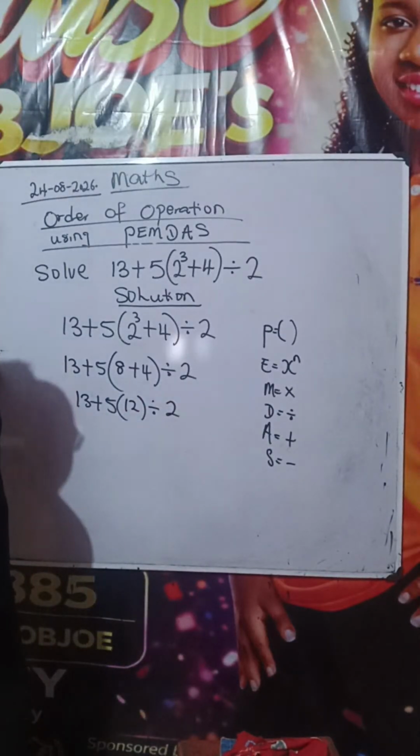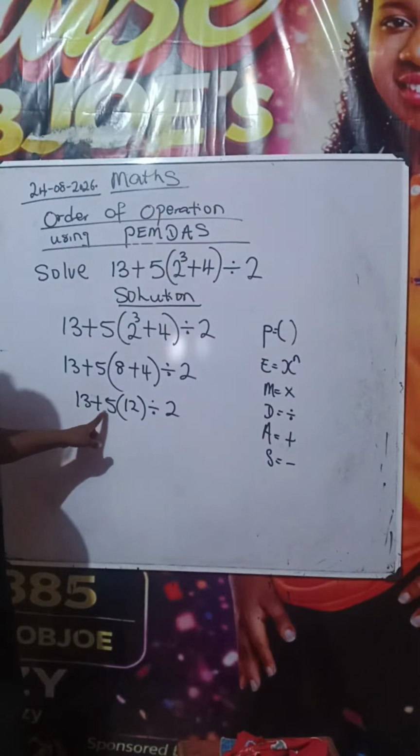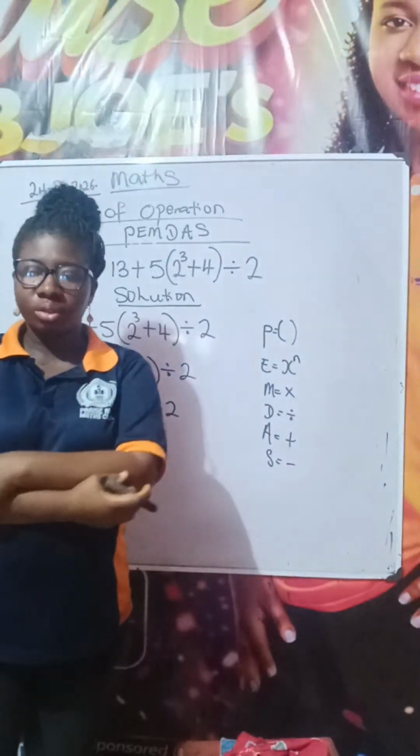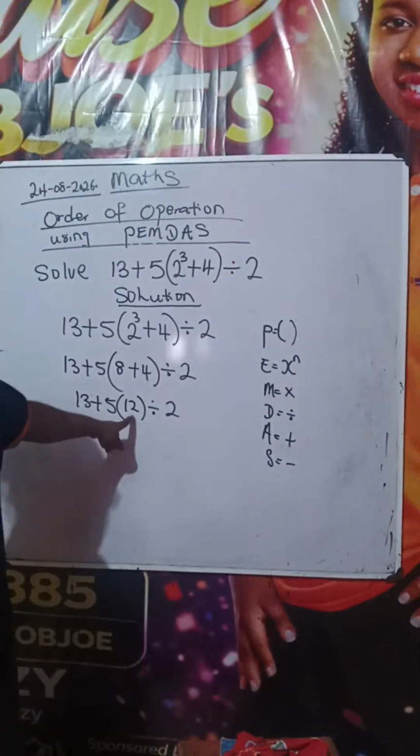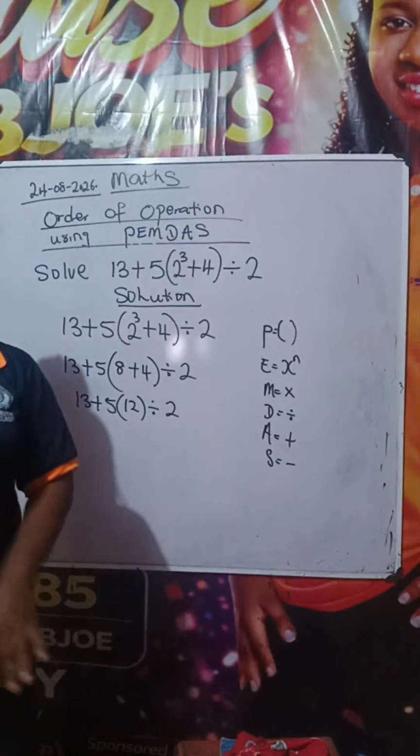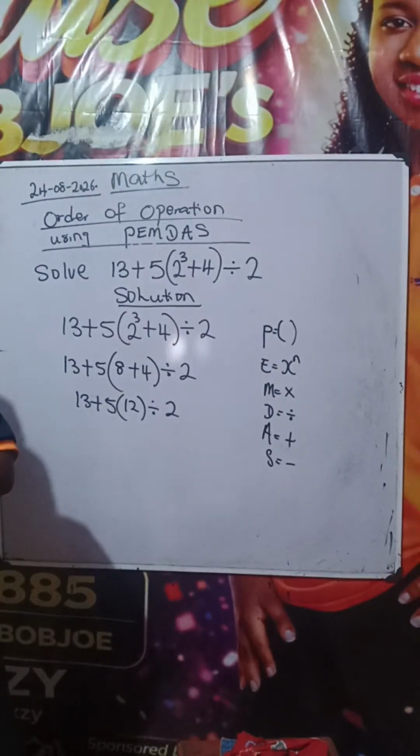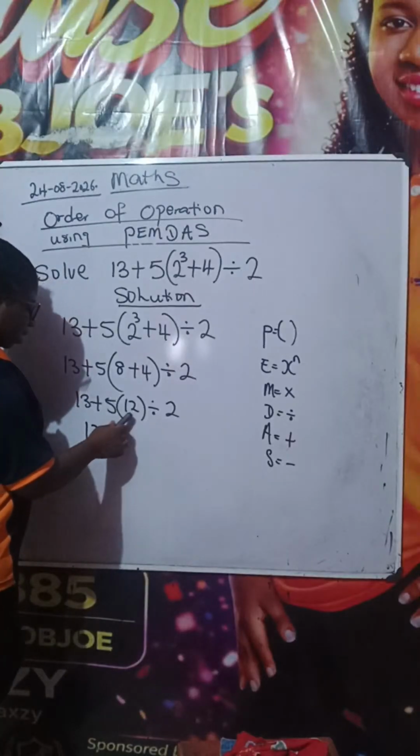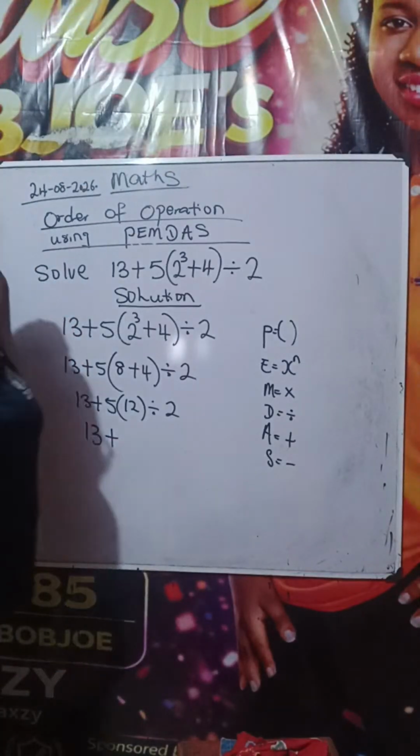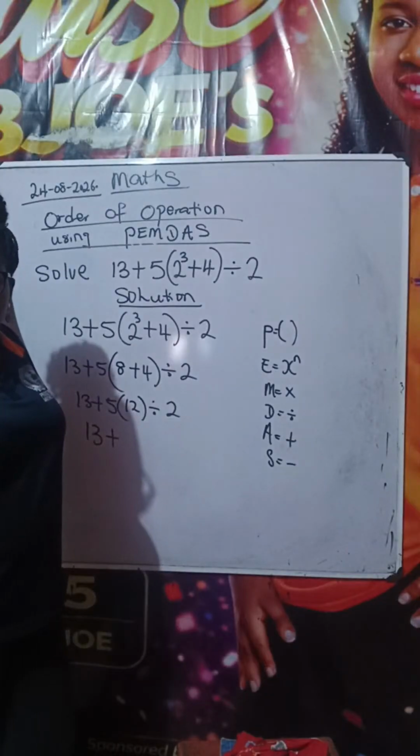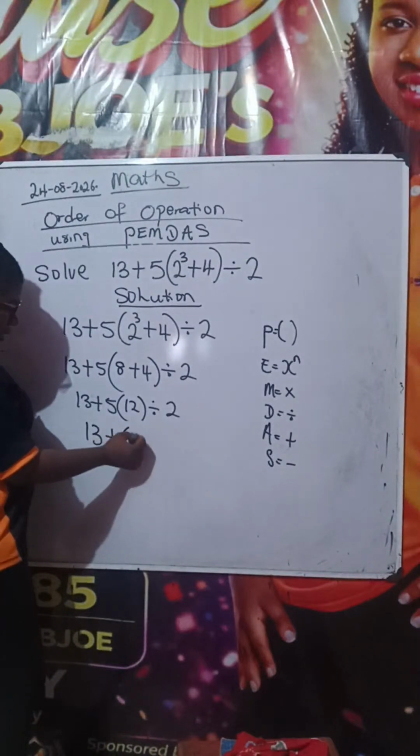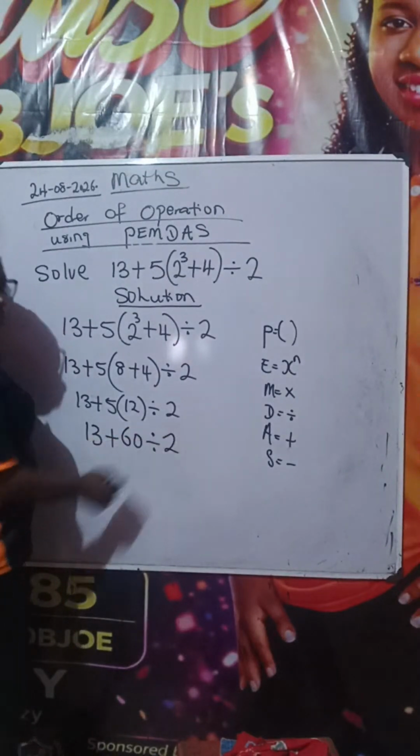Then what next again? We still need to remove the parentheses. So we need to remove the bracket. How do we remove the bracket there? We have this 5 close to the bracket, so it means we need to multiply it. And that will be 13 plus 5 times 12. 5 times 12 will give us 60. So we have 60 divided by 2.